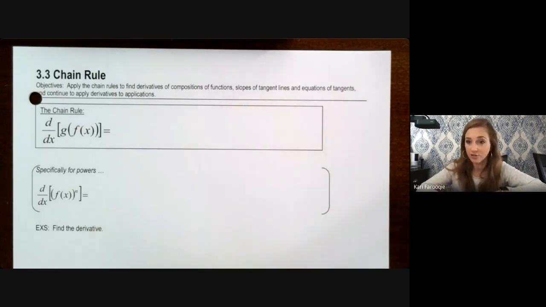Slopes of tangent lines, just like I said, we're going to be doing that in every single section, and equations of tangents, and then we're going to continue to apply derivatives to applications.